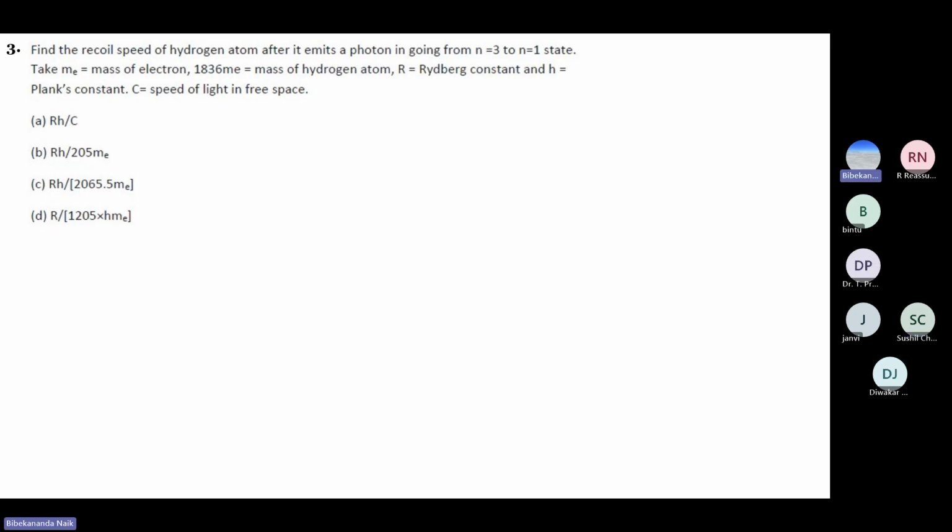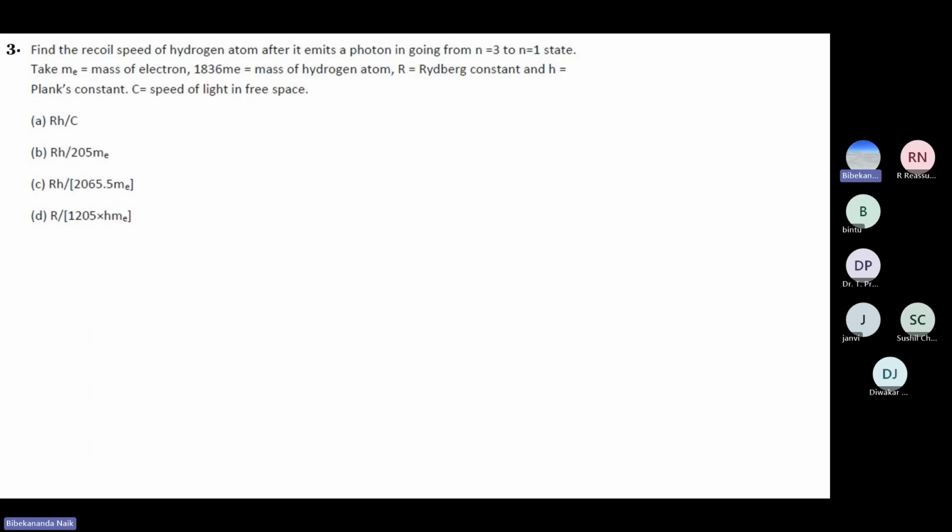So when the hydrogen atom emits a photon in going from n equal to 3 to n equal to 1 state, then what will be the recoil speed of the hydrogen atom? The options are Rh divided by c. Option B is Rh divided by 205 into Me. Then option C is 2065.5 Me. Option D is 1205 into hMe.